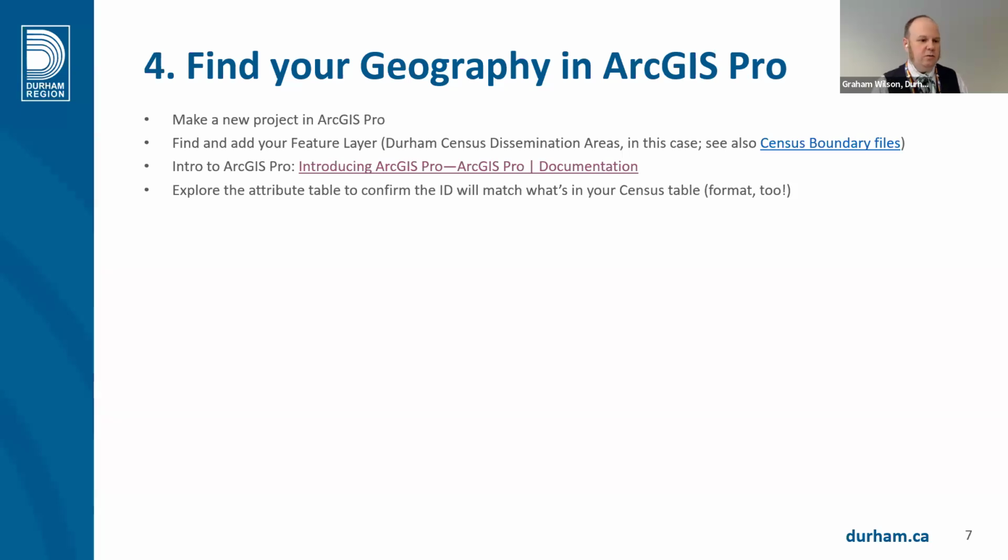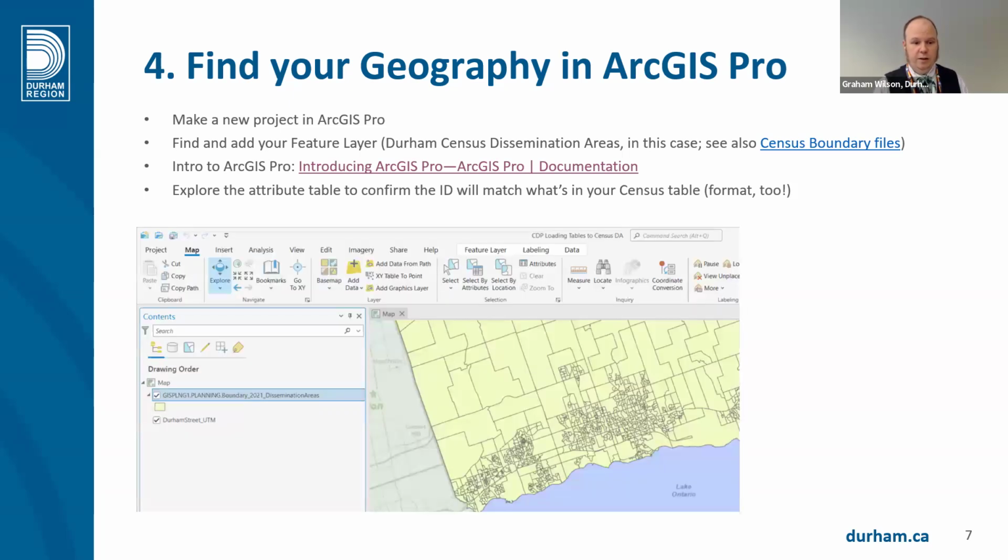Okay, so now we're going to open ArcGIS Pro and find our geographies. I started by making a new blank project, but you can also import them into an existing one. Hopefully you have your geographies already, but here's a link to some census boundaries if you need it. So first, we're going to add the feature layer to the map and make sure it's what we want. I see dissemination area boundaries in my area of interest, which is Durham region.